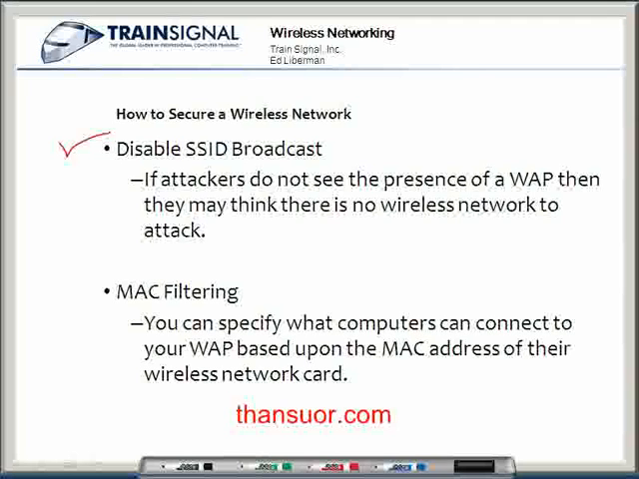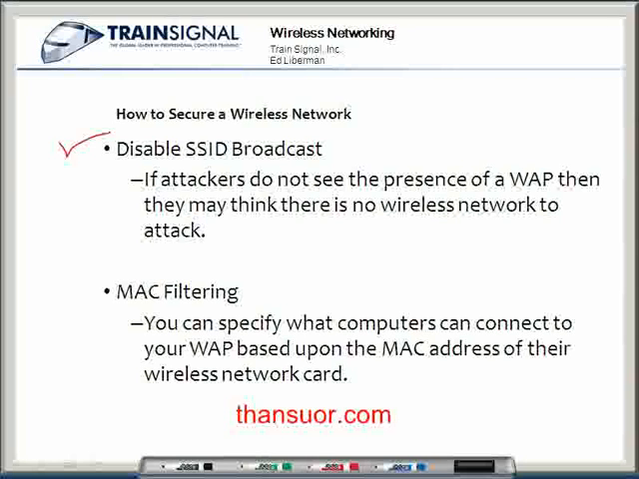Okay, see, basically, wireless access points, right, they all have the SSID, the service set identifier, and that identifier can be sent out as part of a beacon. Okay, the wireless access point will send out a beacon saying, hey, I'm here, and my name is.